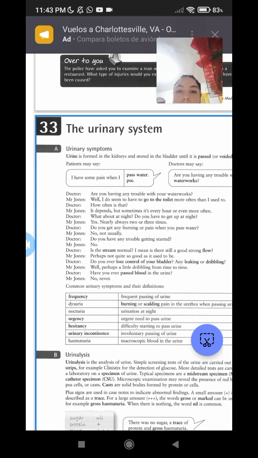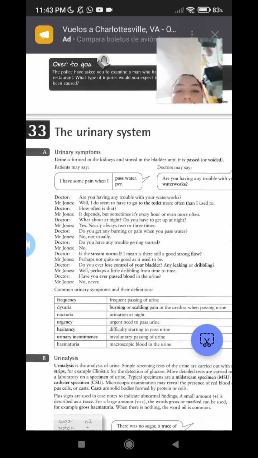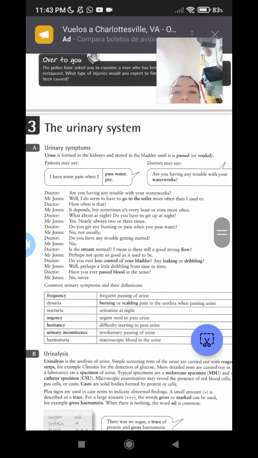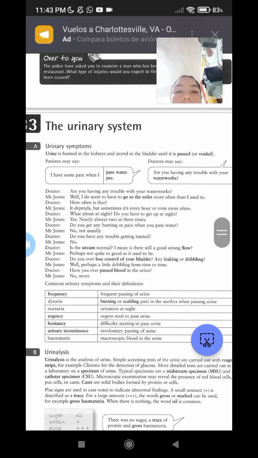The urinary symptoms. Urine is formed in the kidney, stored in the bladder until it is passed or voided. A patient may say, I have some pain when I pass water or pee.